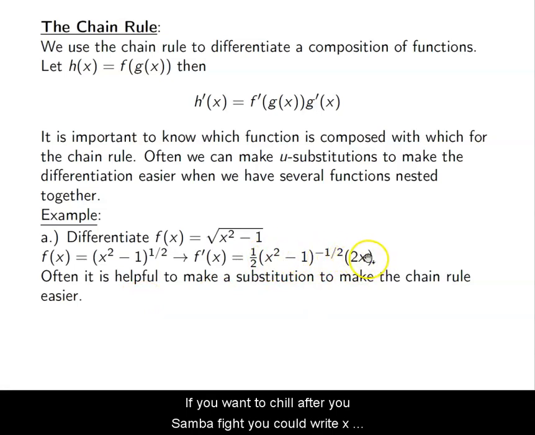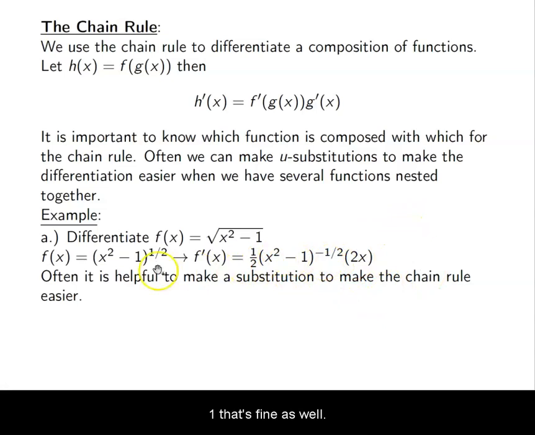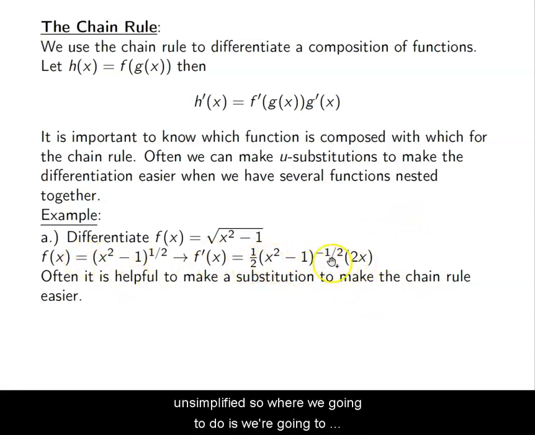If you wanted to, after you simplify it, you could write x over square root x squared minus 1. That's fine as well, okay? So we have the derivative. We know what it looks like, unsimplified. So what we're going to do is we're going to say, how would I have done this if I did use a substitution? Well, I know that my inside function is x squared minus 1, so let's call that u.